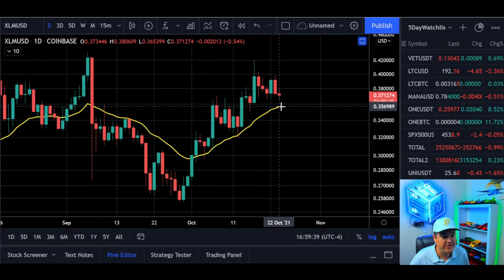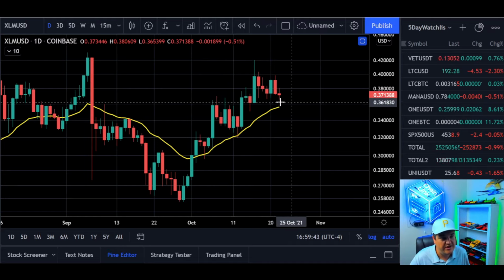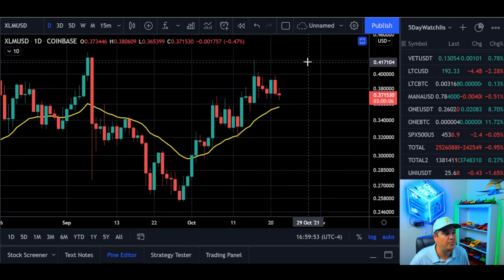I would look for around that 35 cents. As of today, this should slowly taper off as the prices are simmering down. So I would look for nice support right around that 35, 36 cent level. And hopefully we continue this trend onwards and upwards.